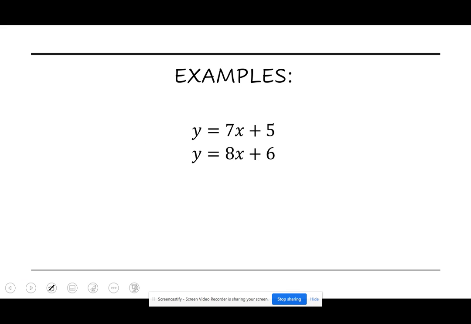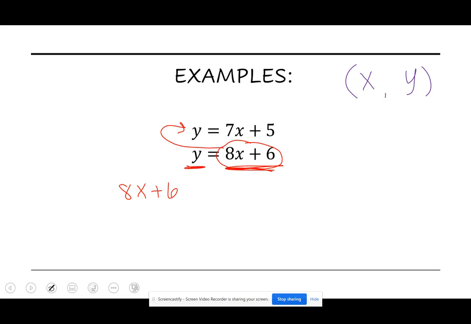So I have y equals 7x plus 5 and y equals 8x plus 6. My goal is to find out what ordered pair, again, x, y, is going to make both of these true. So this is different than graphing. These clearly you would know how to graph. But since I'm told y equals 8x plus 6, I can replace this y with that 8x plus 6 because they are equal. So I'm going to do 8x plus 6 equals 7x plus 5.